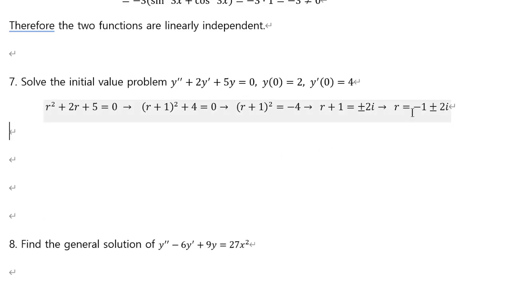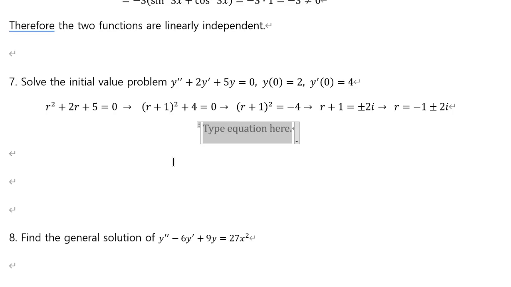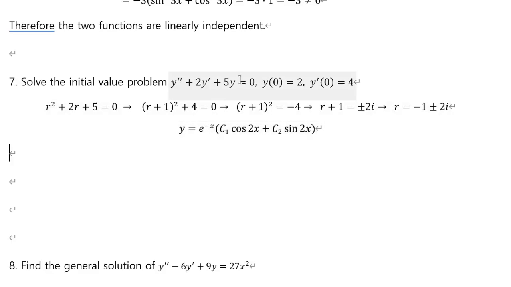Now, in the case when you have a complex number a plus minus bi for the solution of the characteristic equation, the general solution looks like e to the power of the real part, negative 1, so it's just negative x, times c1 times cosine of the imaginary part, 2, so it's 2x, then plus c2 sine 2x. So that's the general solution for this differential equation.